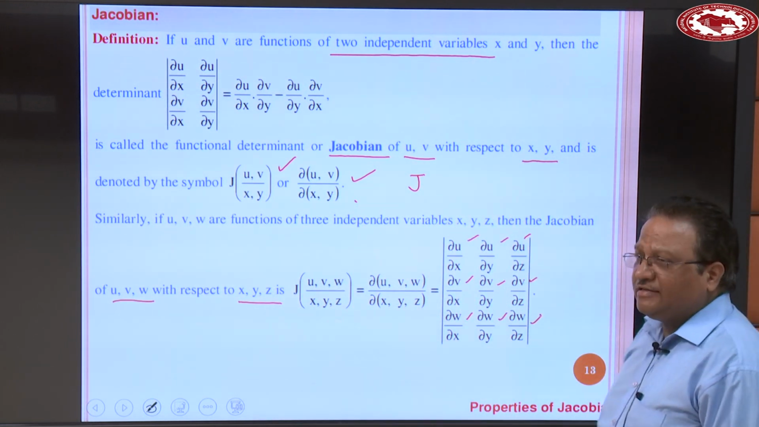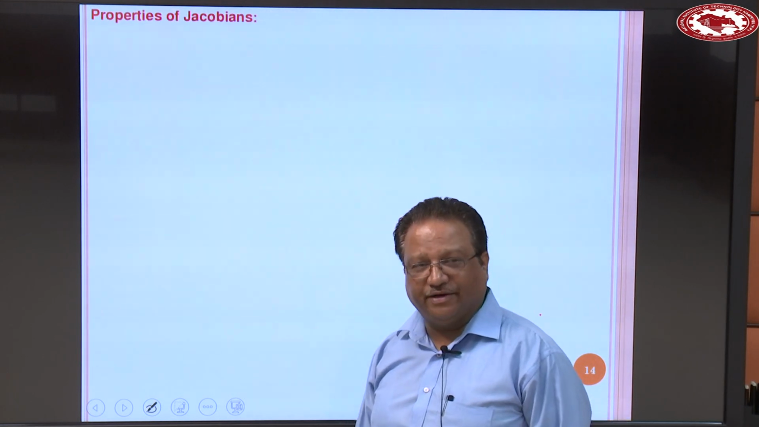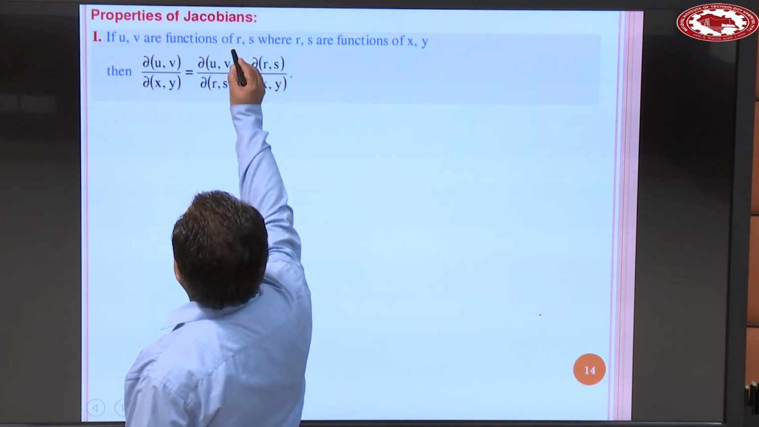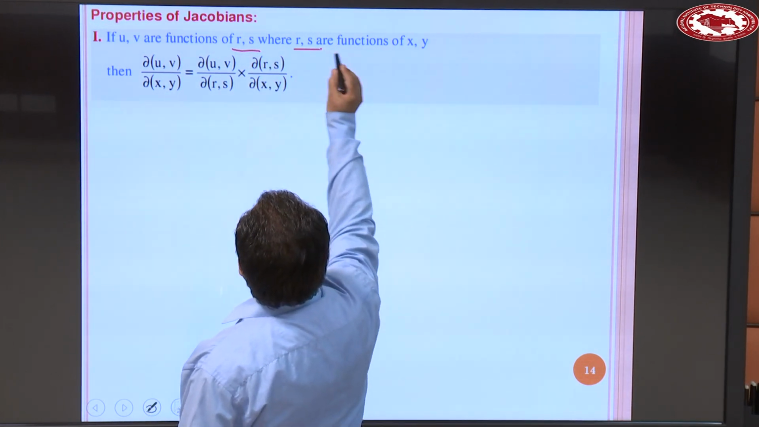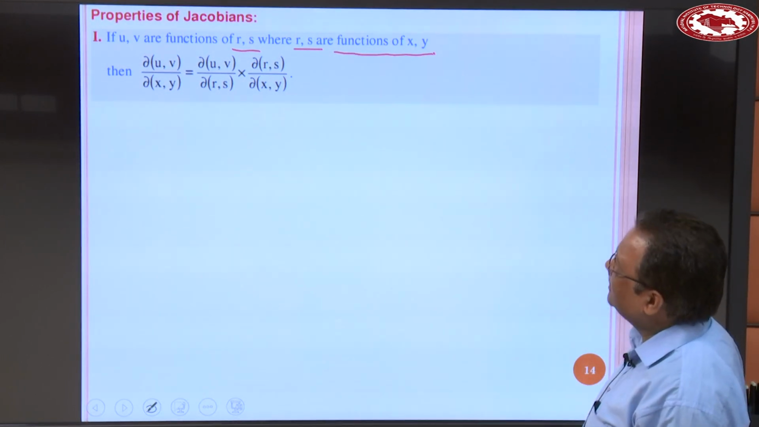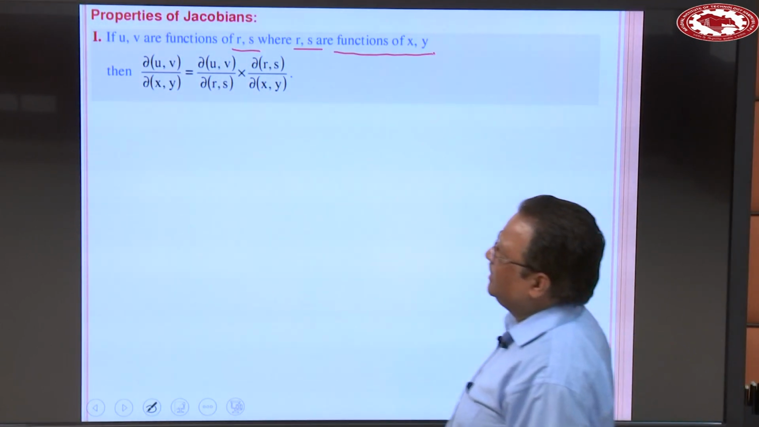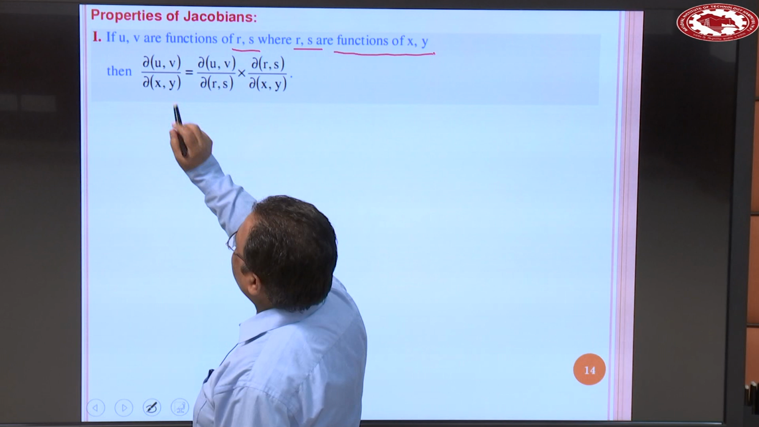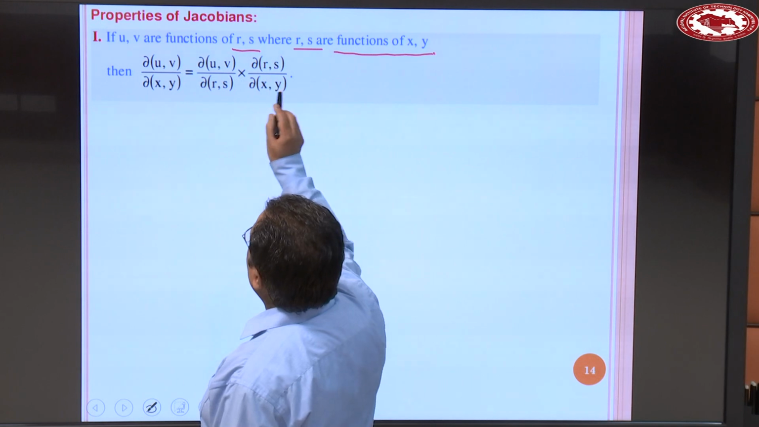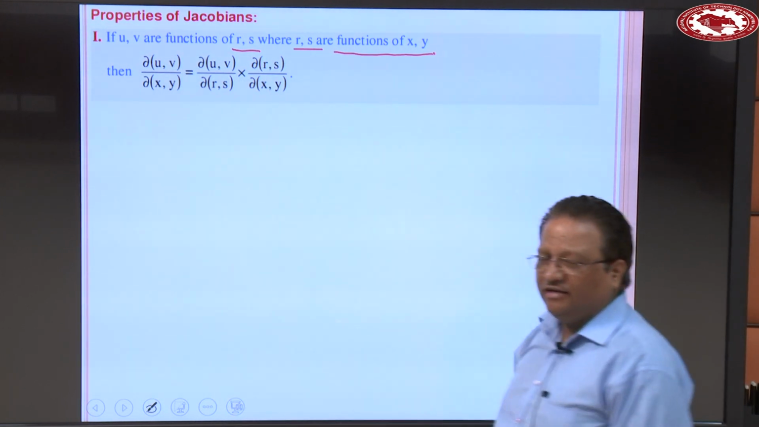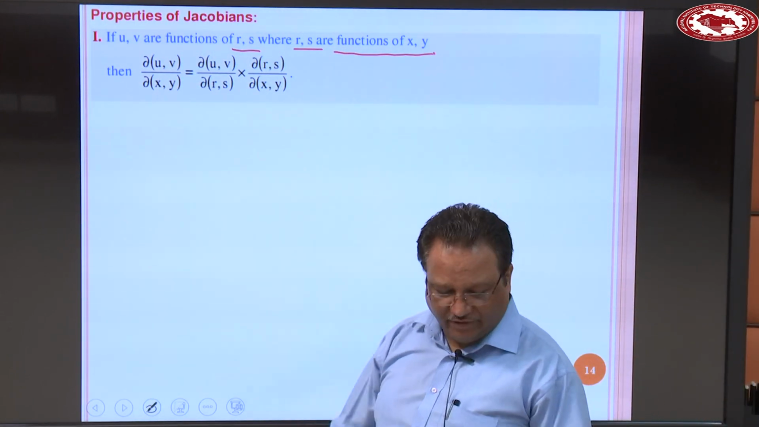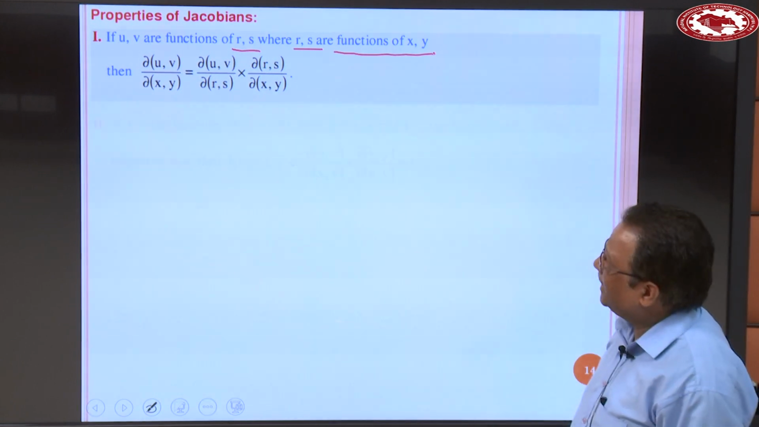Then we have two properties of the Jacobian. So, what are those properties? If u, v are functions of r, s, and r, s are further functions of x and y, then ∂(u,v)/∂(x,y) is equal to ∂(u,v)/∂(r,s) times ∂(r,s)/∂(x,y). And we can prove this important property with the help of the definition which we have defined in the previous slide.